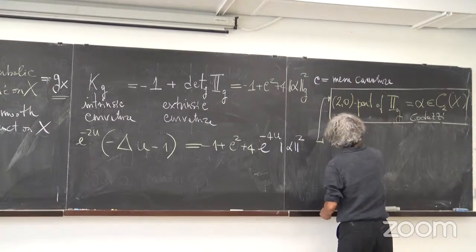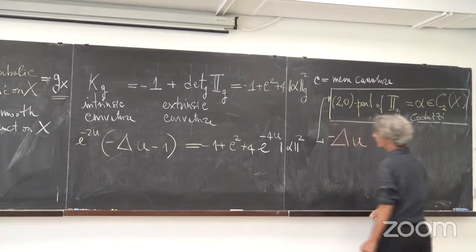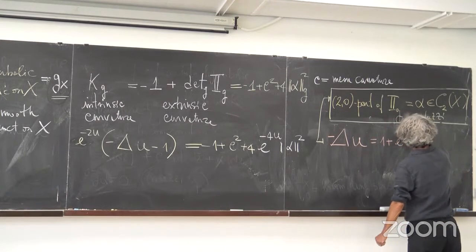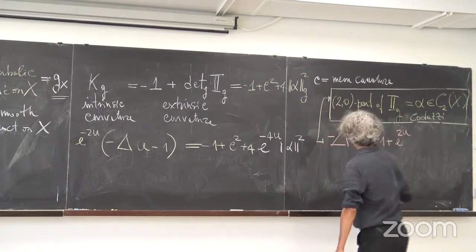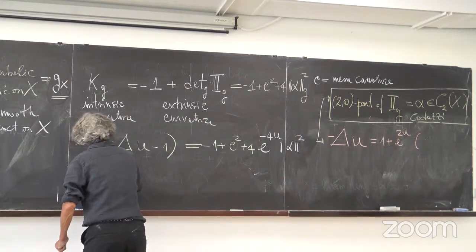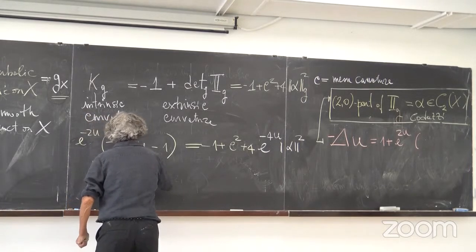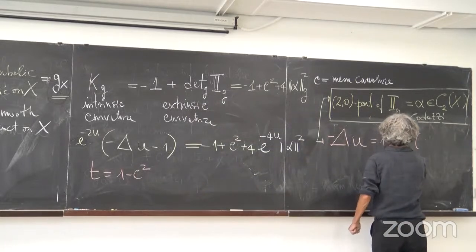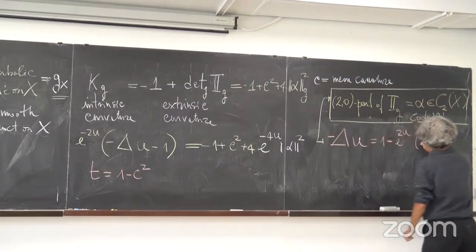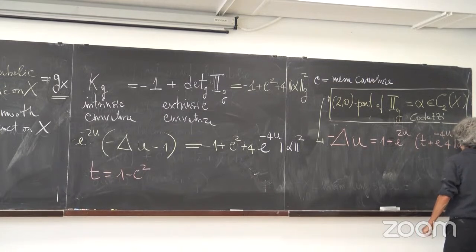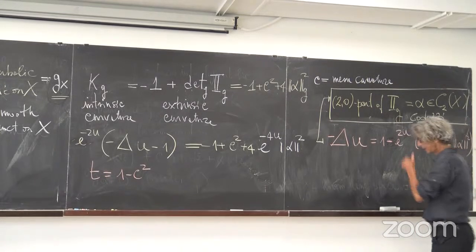So we have that, what we want is that minus Laplacian of u is equal to 1 plus e to the 2u. So I just multiply. And here, for convenience, let me introduce this parameter. The parameter is t equal to 1 minus c squared, so that I can group this term. So here I have a minus now with this notation. t plus e to the minus 4u, I have a 4, which I shouldn't forget, alpha squared, because it plays an important role.